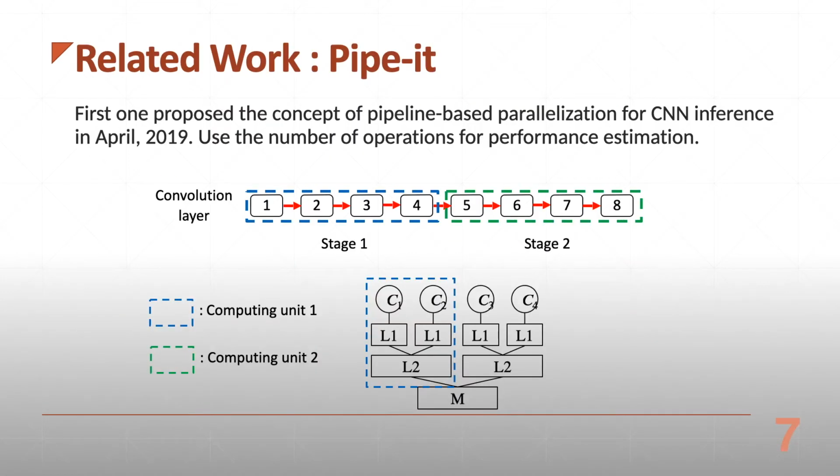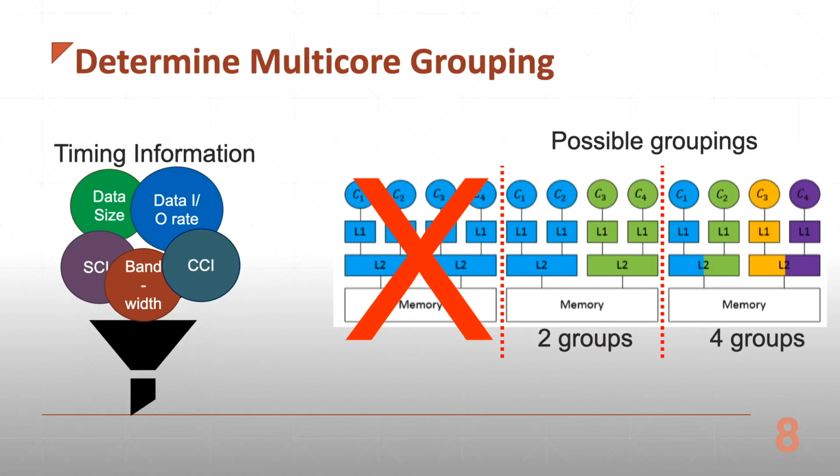Pipe-it was the first pipeline-based parallelization approach for CNN inference to improve the performance of heterogeneous multi-core systems. Pipe-it used an arithmetic operation count-based performance prediction model to estimate the execution time of each convolution layer, and then assign the convolution layers to pipeline stages. The approach did not consider the data movement effect, and the scheduling algorithm is relatively complicated. Now we begin to discuss our approach.